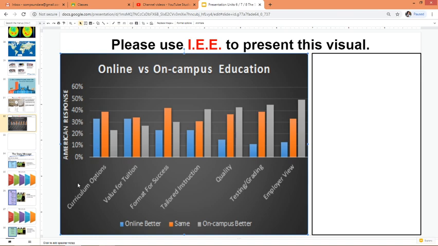Remember, you need to explain the x-axis. These are your variables right here, and here's your y-axis. What does each color mean? You need to explain that to me. So introduce, explain, emphasize. I'm going to send this home with you to do.